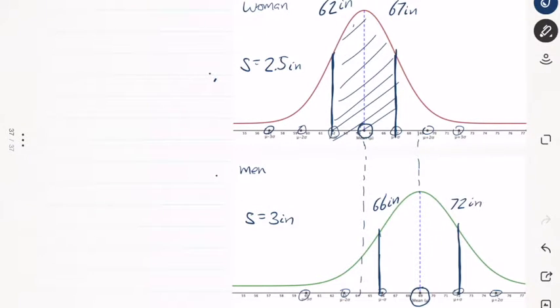It's the same probability. So this idea that you're one standard deviation away from the mean has an equal probability for the men and the women, even though the curves are slightly different looking. Remember, the area underneath the entire curve is 1 for both of these, even though they look different. So that's one thing I want to talk about: what percent of women are between 62 inches and 67 inches, and what percent of men are between 66 inches and 72 inches, better known as one standard deviation away from the mean.